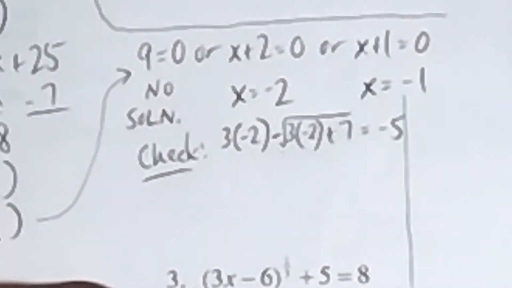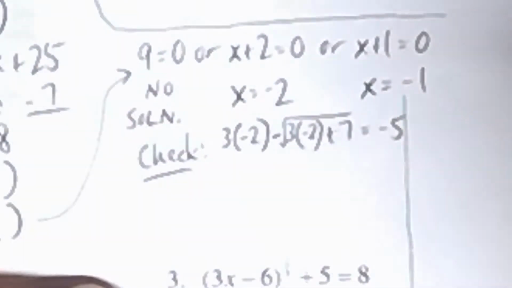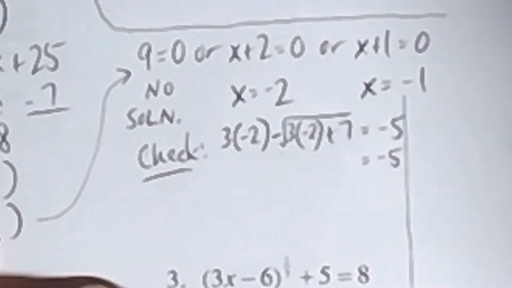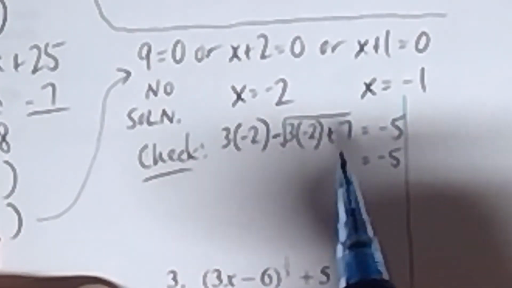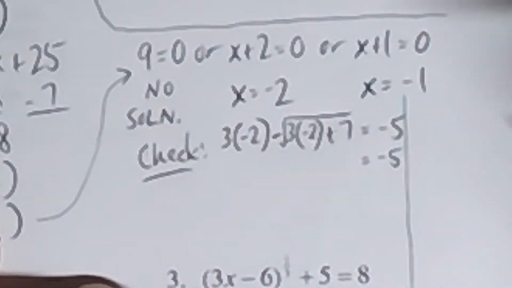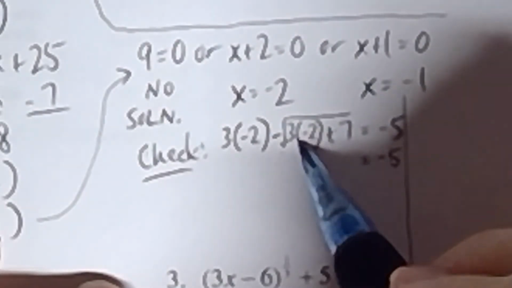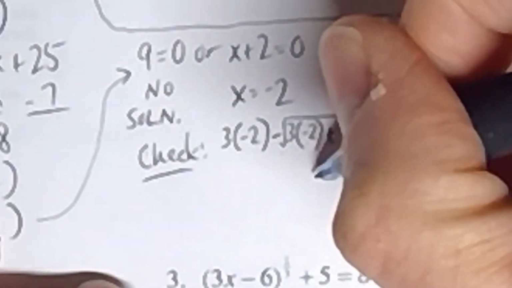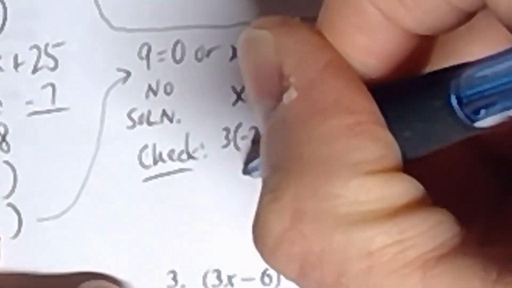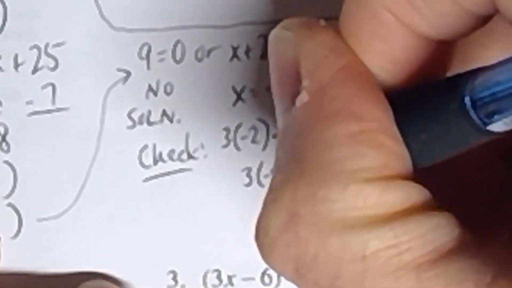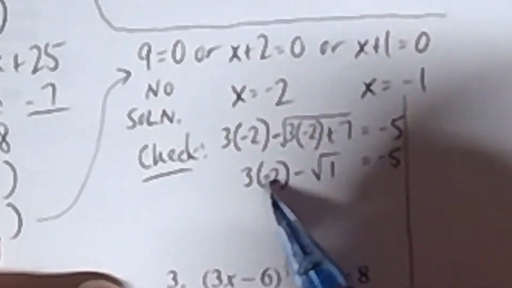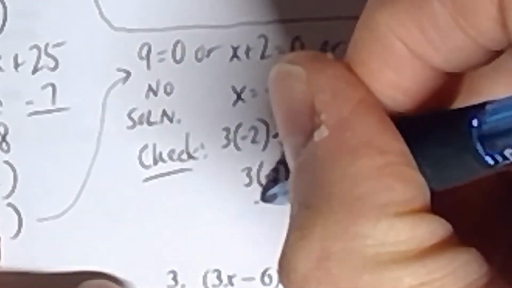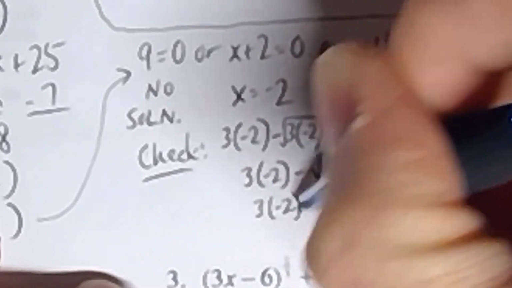What do we get there? We know that one side is negative 5 right there. The other side here, we got to do the inside of a radical before we can do a radical. 3 times negative 2 is negative 6, plus 7 is 1, so we got square root of 1. You got to figure out the radical before you can do multiplication and subtraction over here. The radical is equal to 1.